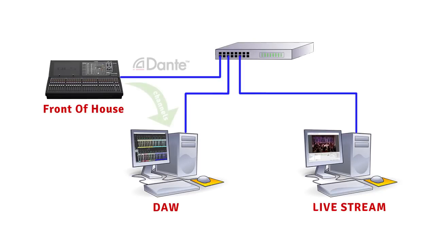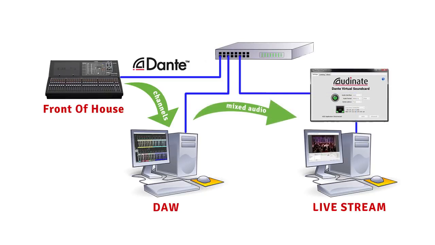If you are using Dante for the digital split of your channels, one solution is to send the mixed stereo channels back out on Dante and use Dante Virtual Sound Card in your streaming computer as the source for your audio. So let me show you how you would do that.